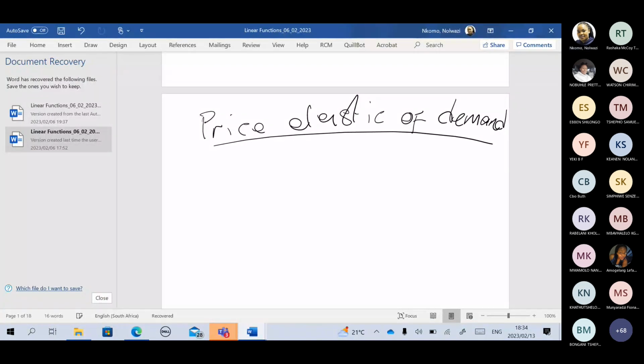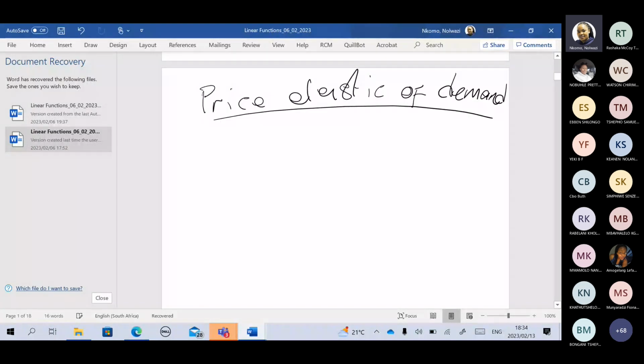Okay. Yeah, going back to the basic aim of knowing this, which is the price elasticity of demand.